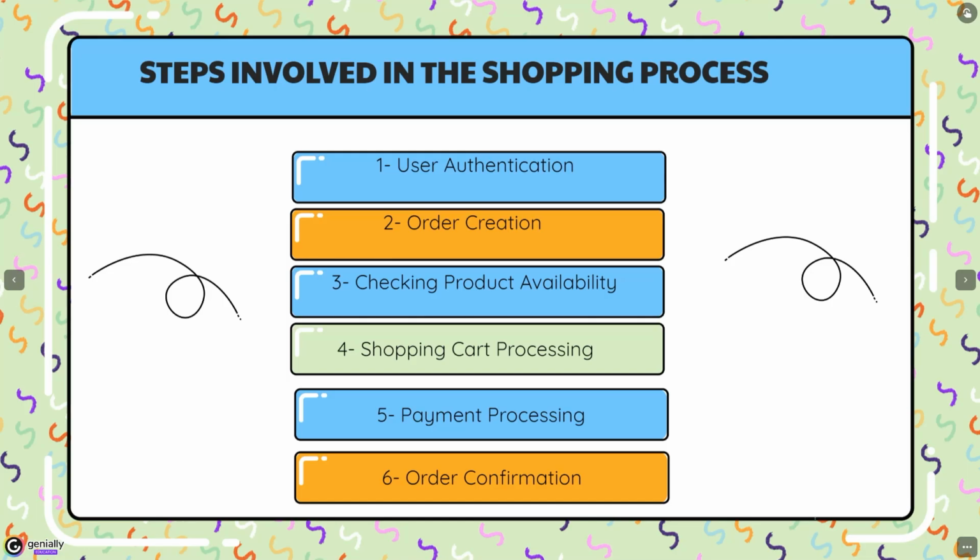Next, shopping cart processing. The cart service might use a database to store cart information, and it exposes APIs for other services to interact with. And next, payment processing. If products are available, the order service calls the payment service to process the payment. And finally, order confirmation. Once the payment is successful, the order service creates the order and sends an event such as order created event.